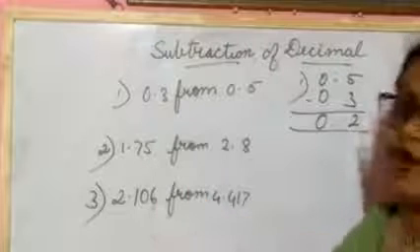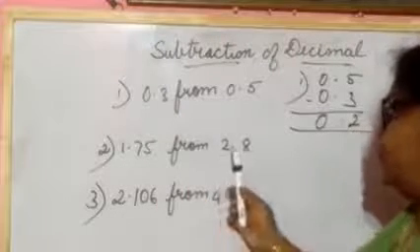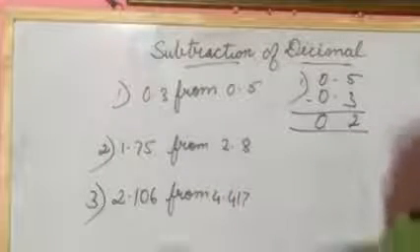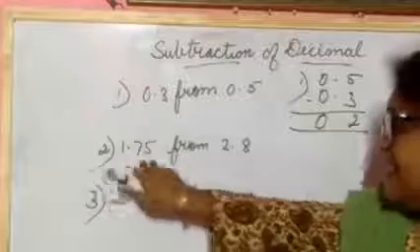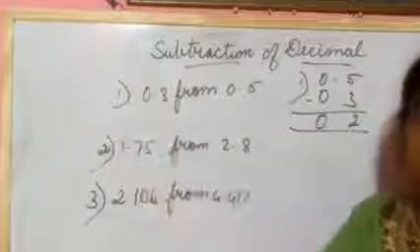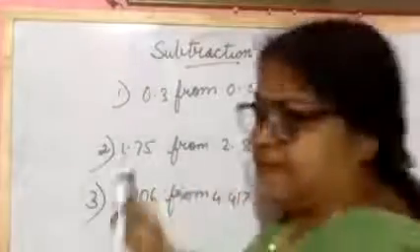In the second case, what you are seeing, the numbers given are 1.75 and here 2.8. This means it is given this from this. From this number you have to minus this number.